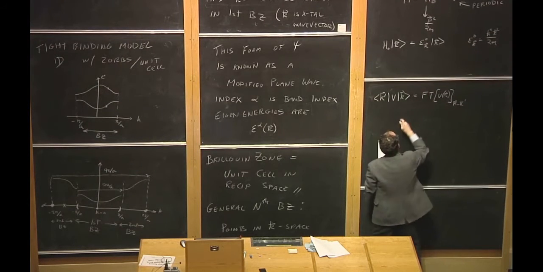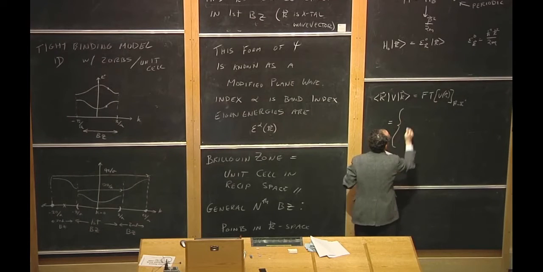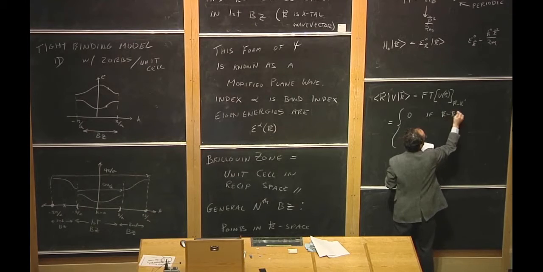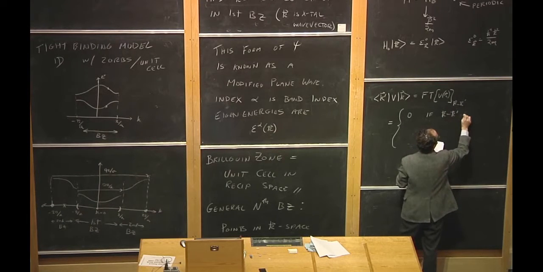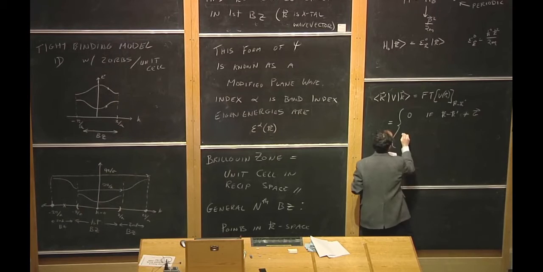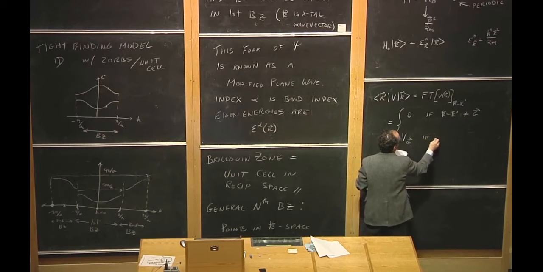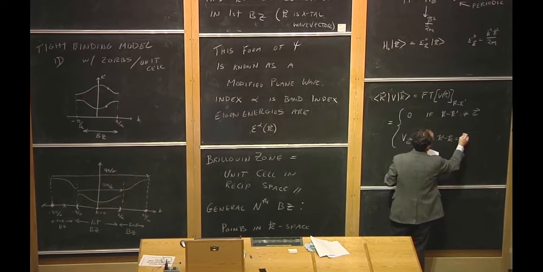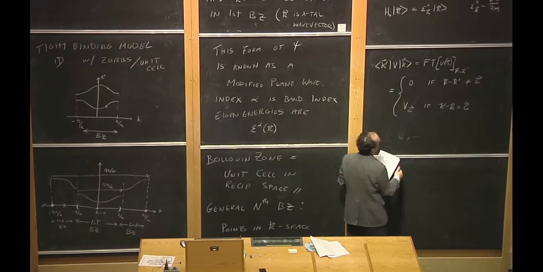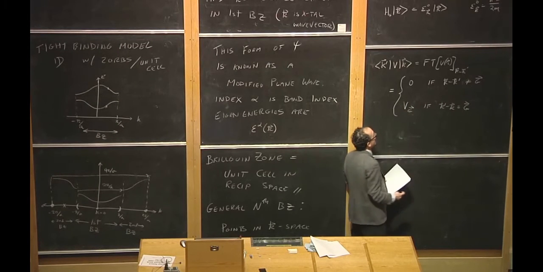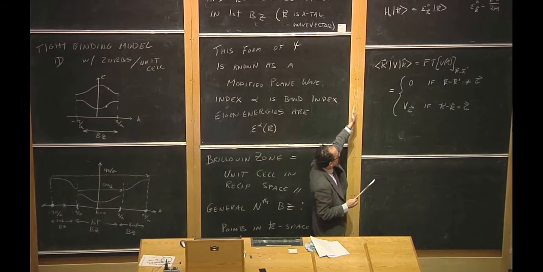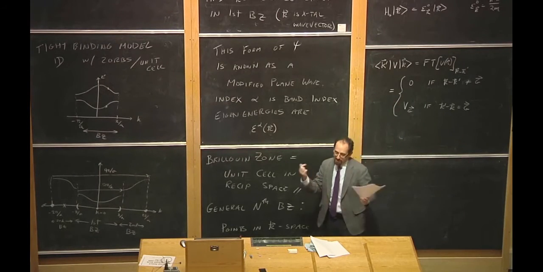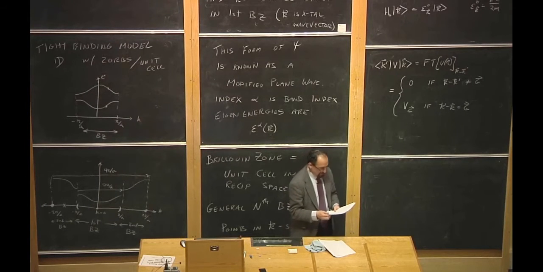And that is the following. It is 0 if k minus k prime is not a reciprocal lattice vector, not equal to G. And we'll call it V sub G if k minus k prime equals G. I'm going to call it k prime minus k equals G. And this is just the Laue condition, that you can scatter from a wave vector k to a wave vector k prime only if the difference between k and k prime is a reciprocal lattice vector. We learned this when we studied scattering of X-rays and neutrons and so forth.